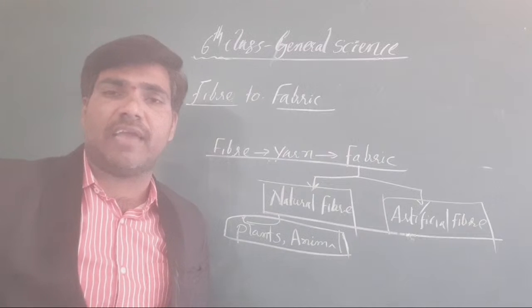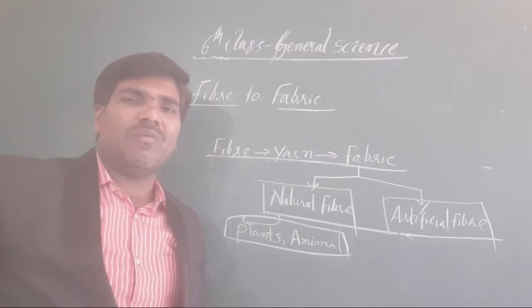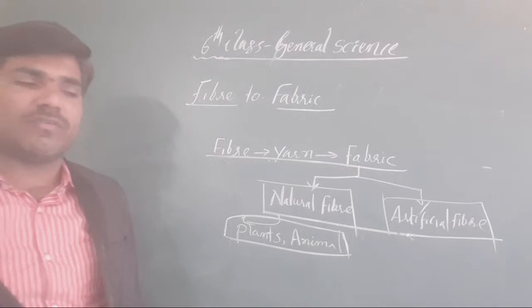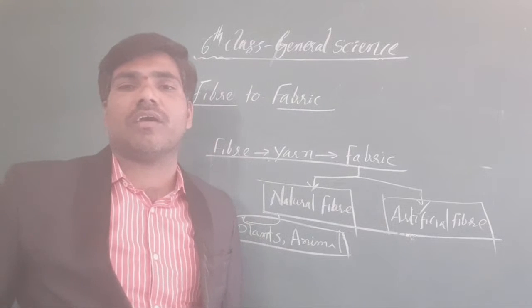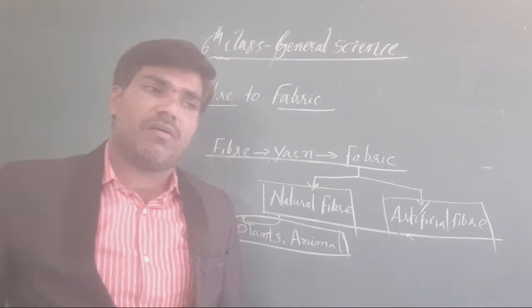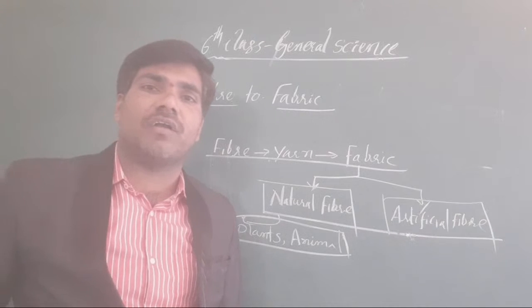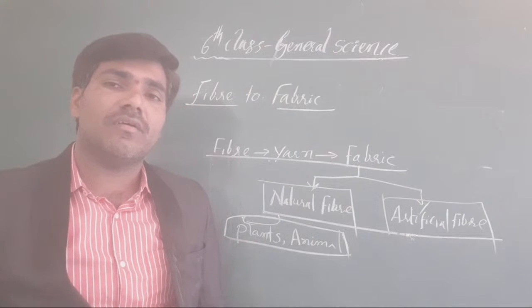Suppose you take rayon and silk. Both look the same, but silk is prepared from which thing? Silk is prepared from natural fibers. And rayon is prepared from which thing? Rayon is prepared from wood pulp, and it will be added with something. Wood pulp is added with something. Which one?